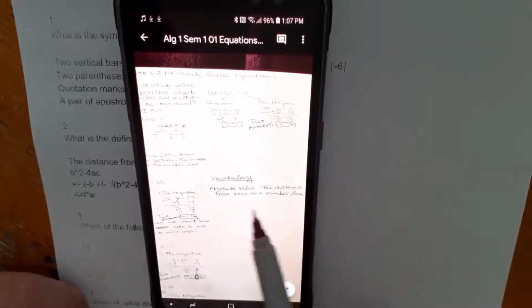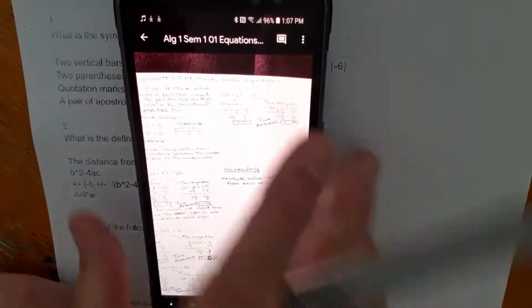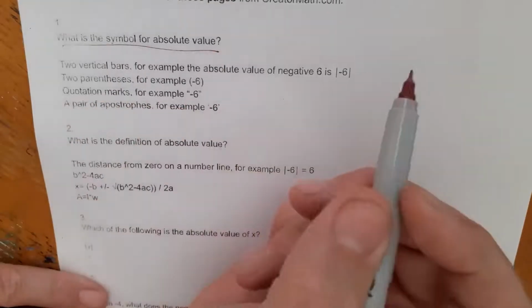So there's some samples. Absolute value is the distance from 0 to the number on the number line. All right, fair enough. And we're going to try some of the problems here. What is the symbol for absolute value? Let's go ahead and do this one. What is the symbol for absolute value? Well, it's 2 vertical bars.